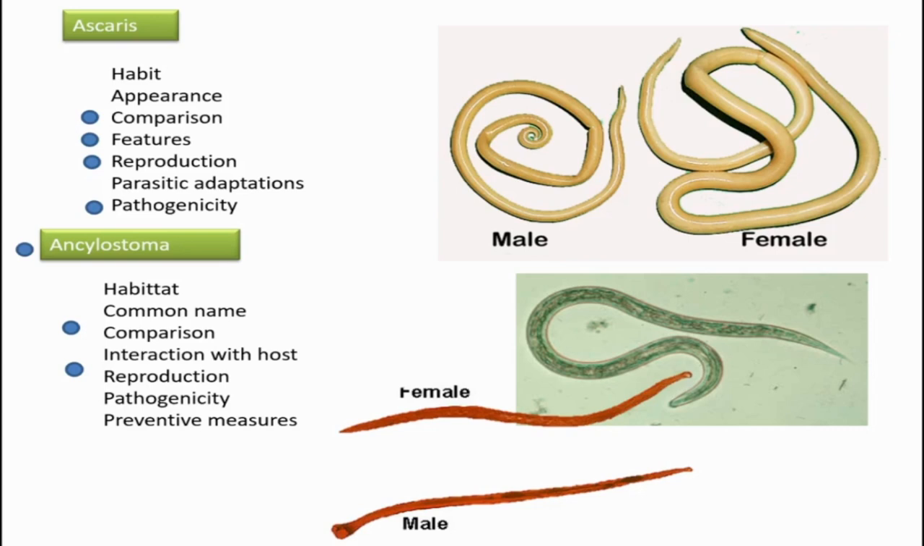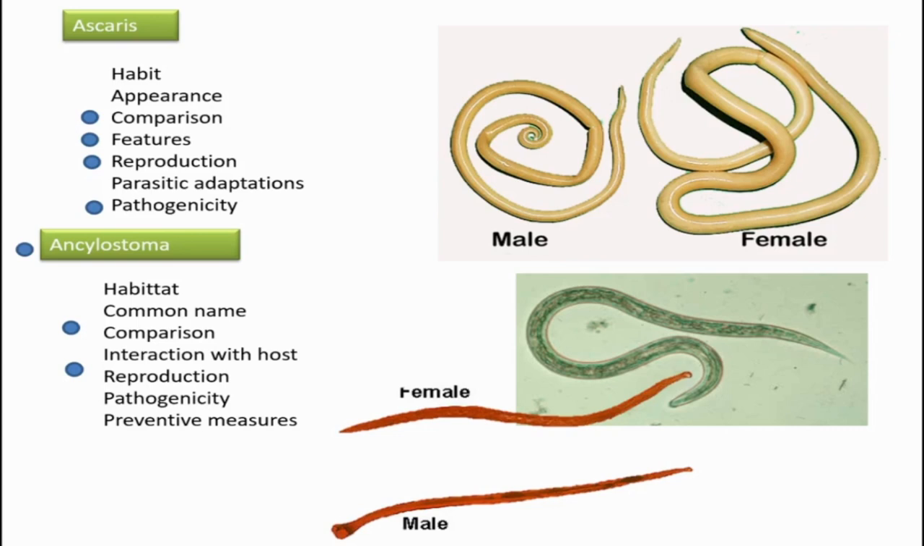How can we prevent it? Preventive measures: by the sanitary disposal of feces, and also avoiding walking barefooted. And drugs can also be used. For example, the drugs are carbon tetrachloride, then tetrachloroethylene, and likewise many other drugs.